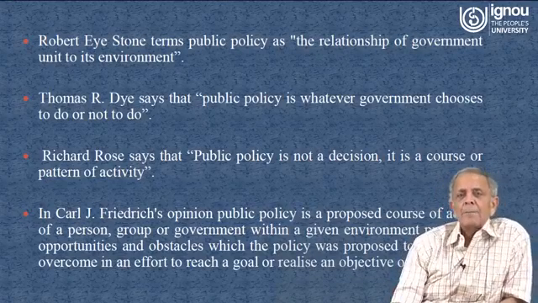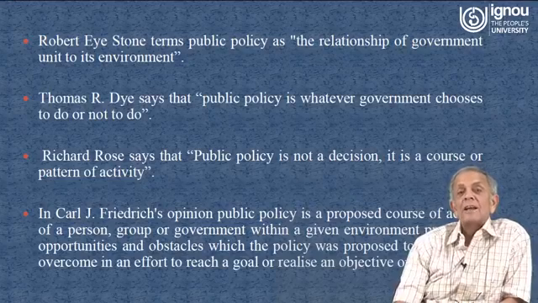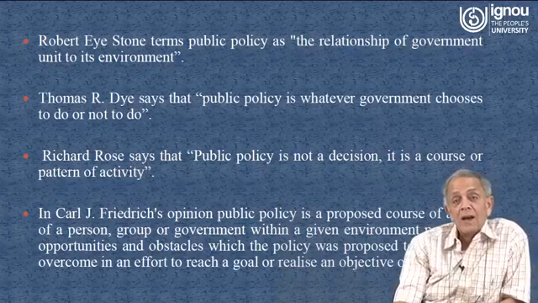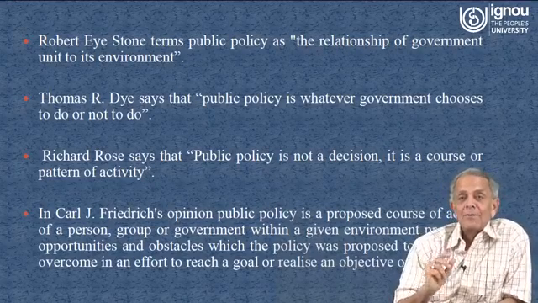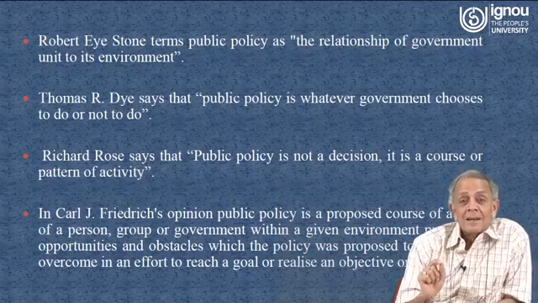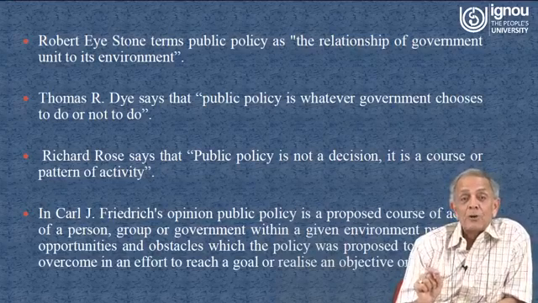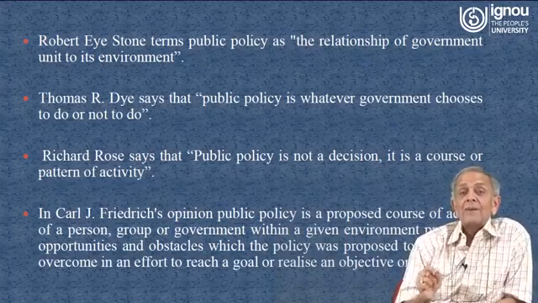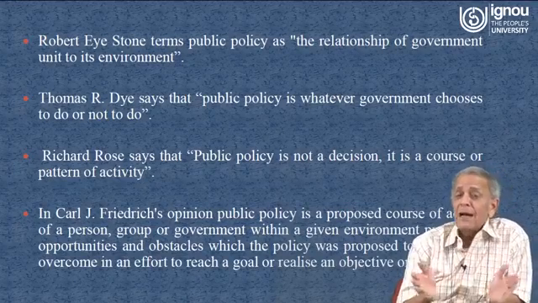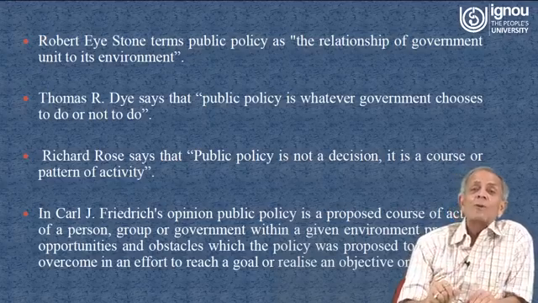Carl J. Friedrich has opined that public policy is a proposed course of action of a person, group or government within a given environment, providing opportunities and obstacles which the policy was proposed to utilize and overcome in an effort to reach a goal or realize an objective or purpose. What is being referred to here? The opportunities as well as the obstacles. The opportunities are to be utilized and the problems have to be met so that we are able to get the fullest out of that particular policy.